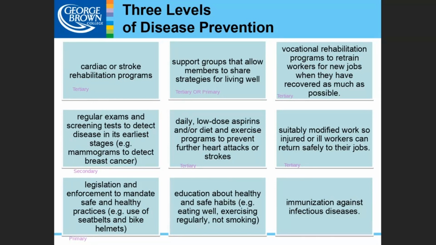Education about healthy and safe habits: eating well, exercising regularly, not smoking. What would this one be? Yeah, also primary. And then lastly, immunizations. Primary. Great. Good job, guys. So it looks like you have a pretty good understanding of how to identify those different disease prevention strategies.